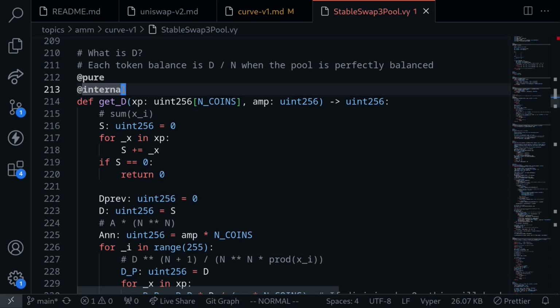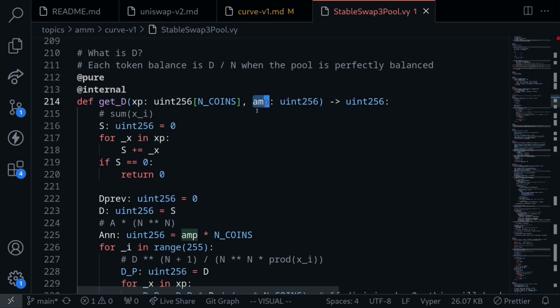As an input, it's going to take in XP that we covered in the previous video. As a reminder, this XP represents the normalized balance of tokens. In this contract, this normalized balance will have 18 decimals. DAI, USDC, and USDT will be normalized to all have 18 decimals. And then we also have this input called AMP. This AMP, when multiplied by n, will result in A times n to the n. We'll come back to this later.